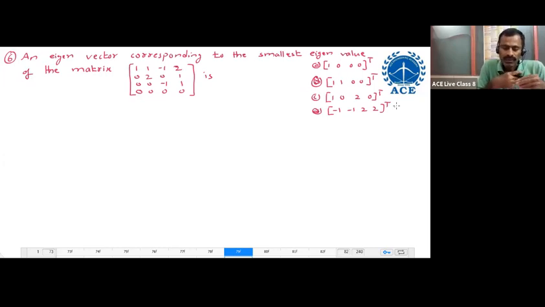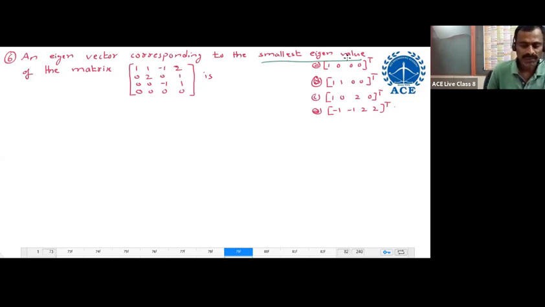So we are given a 4 by 4 matrix and we are asked to find one eigenvector corresponding to the smallest eigenvalue of the matrix. Even though it is a 4 by 4 matrix, directly we can tell the eigenvalues of this matrix. If you know the eigenvalues, we can choose the smallest number. Corresponding to the smallest number, we try to find the eigenvector, right?